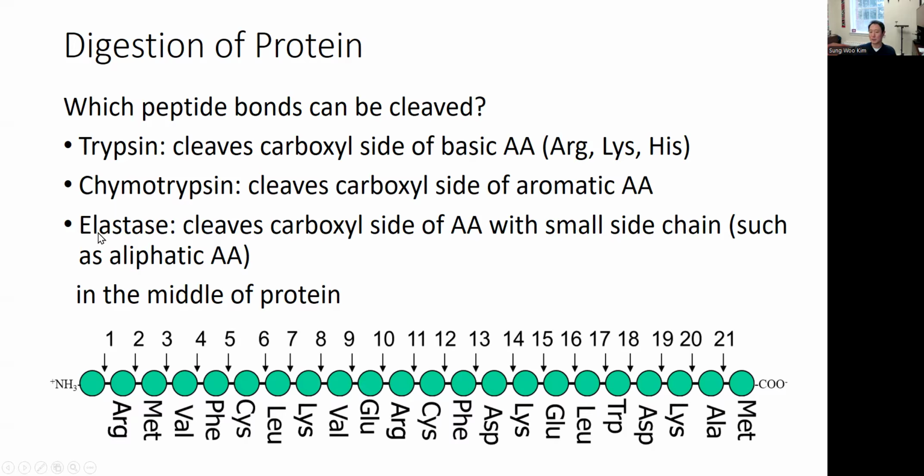I can ask a question about which peptide bonds will be cleaved by elastase. Oh, you have to look for valine, so number 4. Look for leucine, so number 7, not number 6, but number 7. Valine, number 9, not number 8, but number 9, and so on. Okay, I'm sure you can do this.